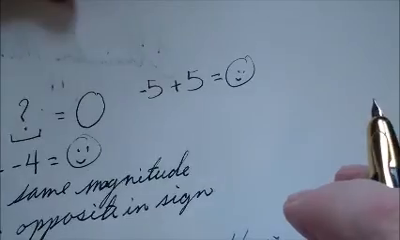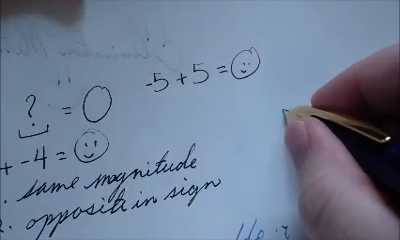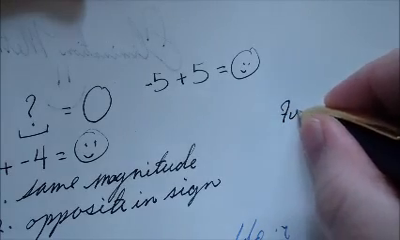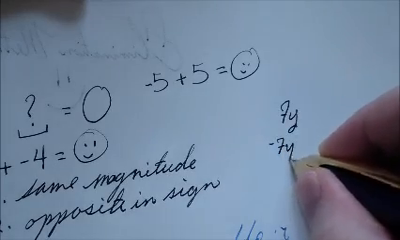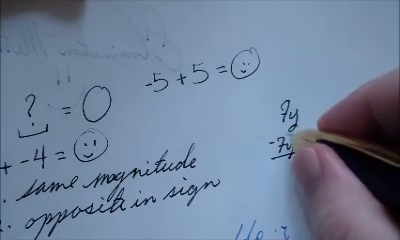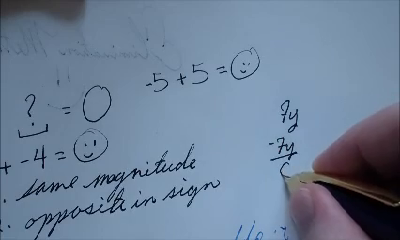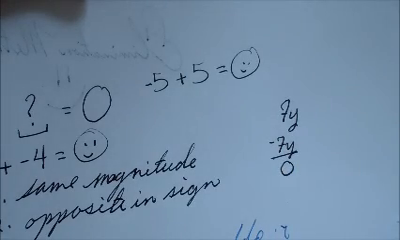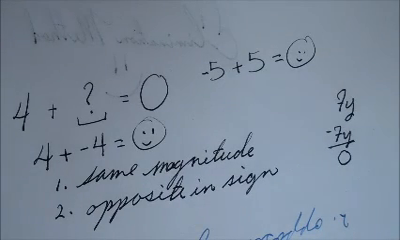Alright, and this goes for just about anything. So even if we have a variable, let's say 7y, and I have a negative 7y, notice that they are the same magnitude, a quantity of 7, but they have opposite signs. So when I combine them, I get 0. So that's what we're talking about when we say elimination. Alright, with that said, let's look at a couple of examples.